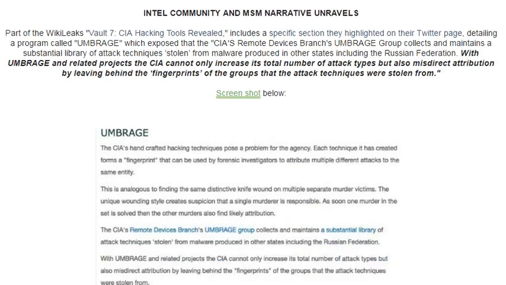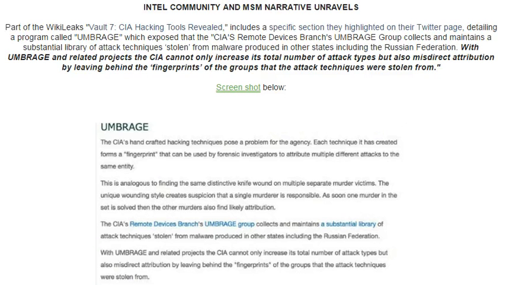Well, WikiLeaks just unraveled everything. Part of the WikiLeaks Vault 7 CIA hacking tools revealed includes a specific section they highlighted on their Twitter page, detailing a program called Umbrage. It exposes that the CIA's Remote Devices Branch, Umbrage Group, collects and maintains a substantial library of attack techniques stolen from malware produced in other states, including the Russian Federation.